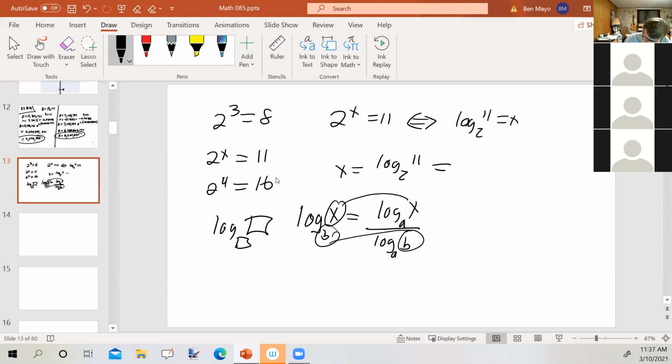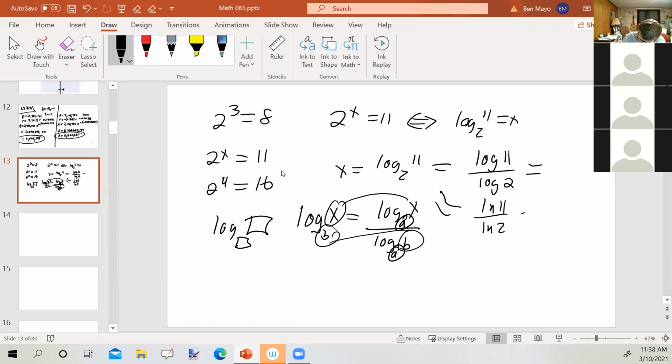So for instance, we could write log base 2 of 11 as log base 10 of 11 over log base 10 of 2. Or we could write it as the natural log of 11 over the natural log of 2. But we want to use log base 10 or log base e because those are the ones that all our scientific calculators have. They should have those 2 buttons on it. Okay. You don't want to do log base 10 on top and log base e on the bottom. You have to have the same base on top as on the bottom. All right.